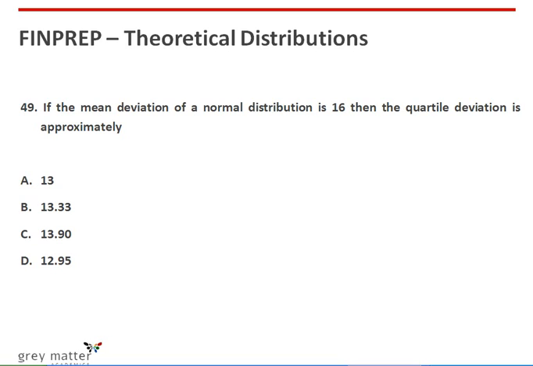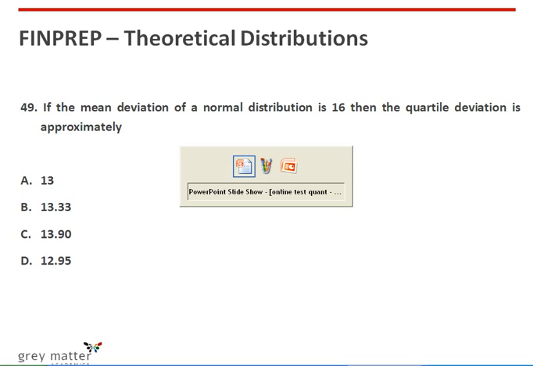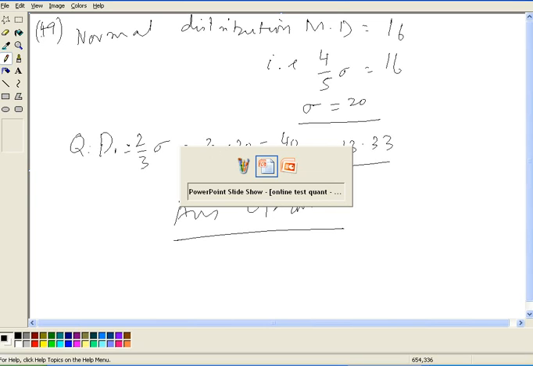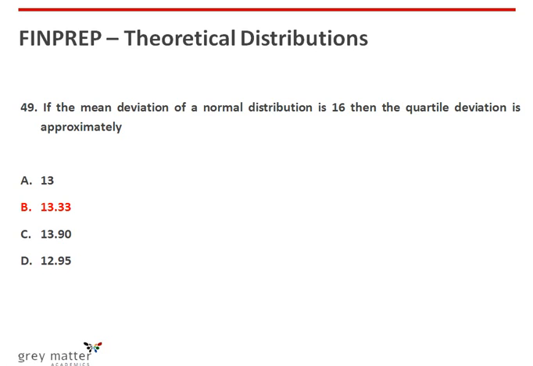49th problem: if the mean deviation of a normal distribution is 16, then the quartile deviation needs to be computed. Going to our work area, the mean deviation is given as 16, which is 4 by 5 of sigma, so sigma, the standard deviation, is 20. In a normal distribution, quartile deviation is given by 2 by 3 of sigma, which is 2 by 3 of 20, which is 40 by 3, which is 13.33. It is option B. Going to our PowerPoint presentation, it is option B, which is 13.33 or 40 by 3.